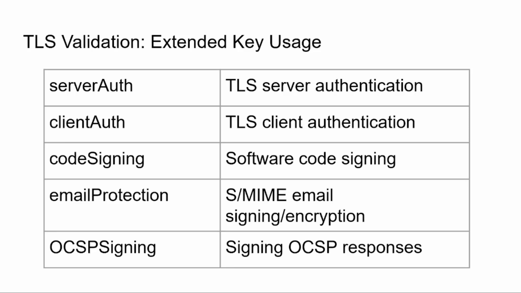Then there's OCSP signing. OCSP is a protocol that replaced CRL as a more efficient way of checking for certificate revocation. Again, OCSP is often done over clear text. It's the responses themselves that are signed for validation purposes.